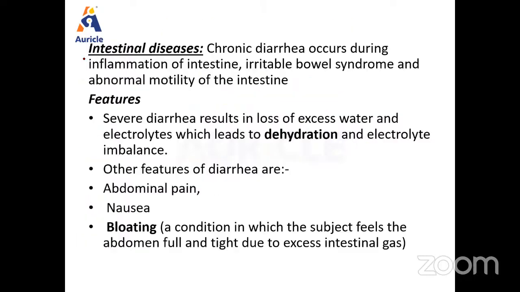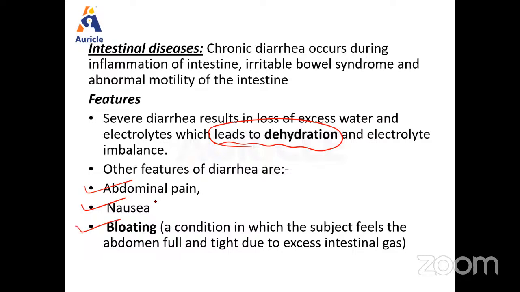Then we have intestinal disease. Chronic diarrhea occurs during inflammation of the intestine, irritable bowel syndrome, and abnormal motility of the intestine. Severe diarrhea results in loss of excess water and electrolytes, which leads to dehydration and electrolyte imbalances. Other features of diarrhea are abdominal pain. The person will always complain of abdominal pain, nausea, and bloating.